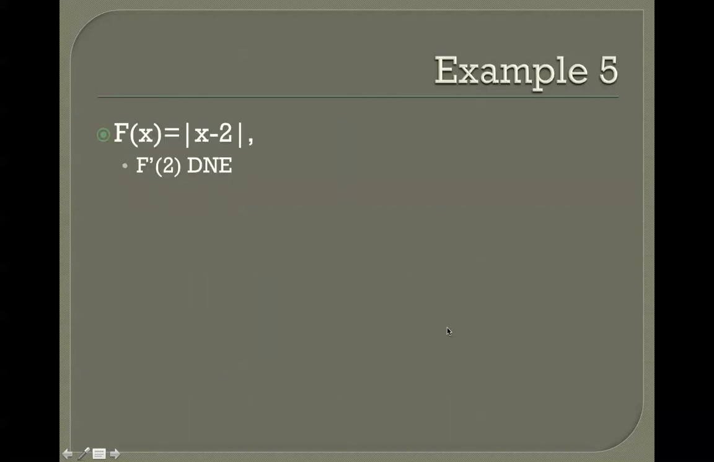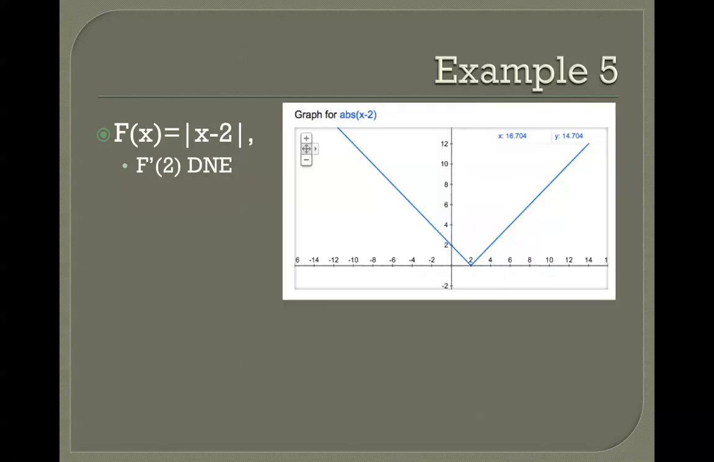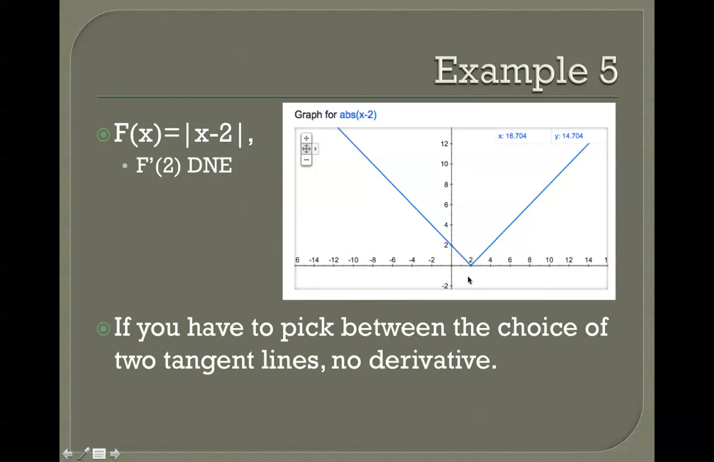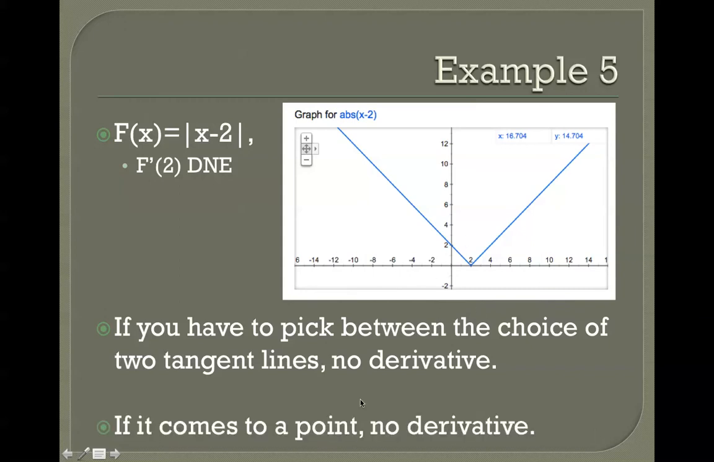So example 5 looks at an interesting case. f of x equals the absolute value of x minus 2. So here's our graph of that. And f prime of 2 does not exist because if I were to pick a tangent line right here at x equals 2, I could draw it this way or I could draw it this way. So the question is, well, which one do I pick? And guess what? When you have a choice, there's no derivative. It's that simple. There is not one that is better than the other, so no derivative exists right there. So if it comes to a point, no derivative.